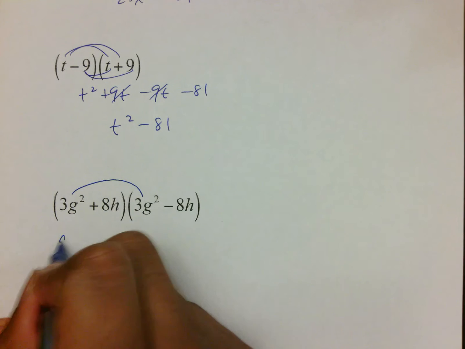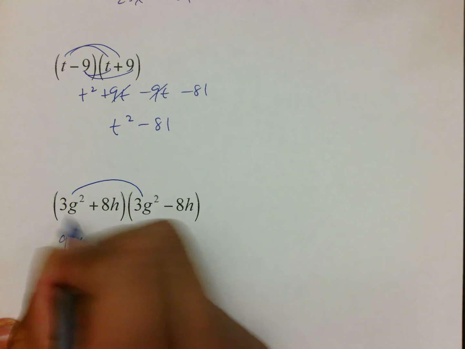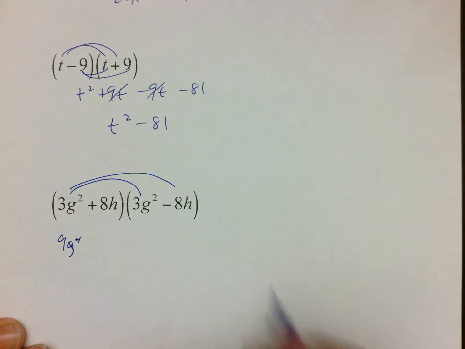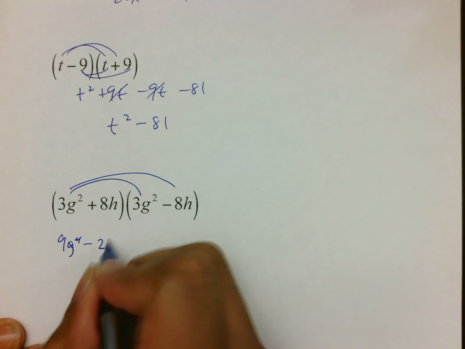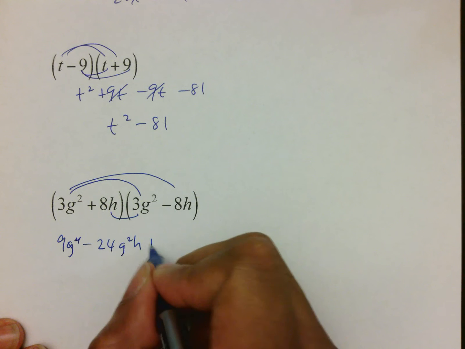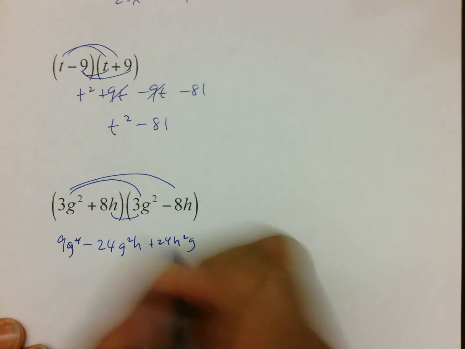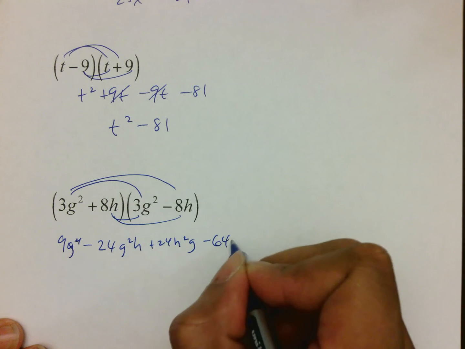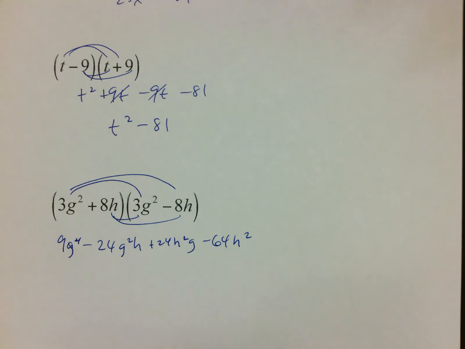What people will do is they'll put 9g to the 4th because it is 4 g's. Again, don't write this one yet. And they'll put 20 minus 24 g squared h. And then they'll put plus 24 h squared g. And then they'll put minus 64 h squared. Again, don't write that. And then they will look and say, are there any like terms?